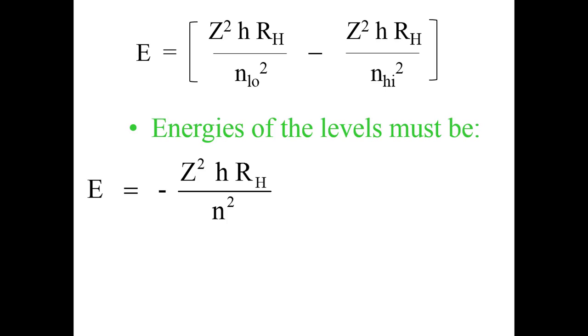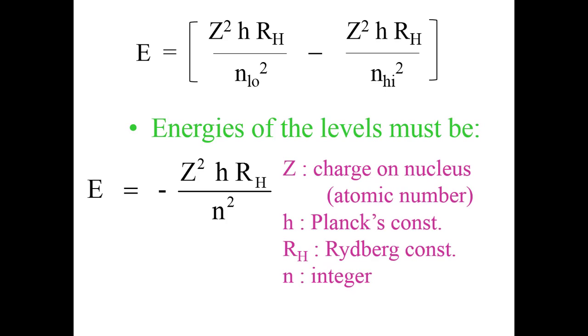As before, Z is the charge on the nucleus, which is the same as the atomic number. H and R sub H are constants, while n is a positive integer. Note that while all the terms on the right-hand side are positive, there is a negative sign in the equation, meaning that all of the energies in this model are negative. As before, the lowest energy state will be the most negative.